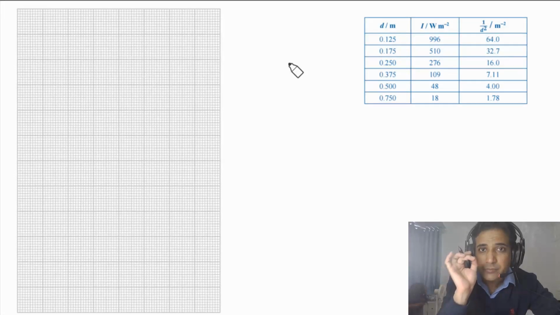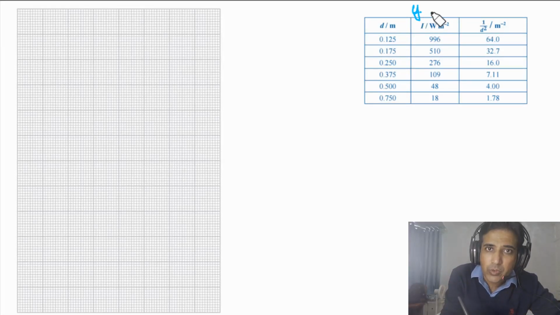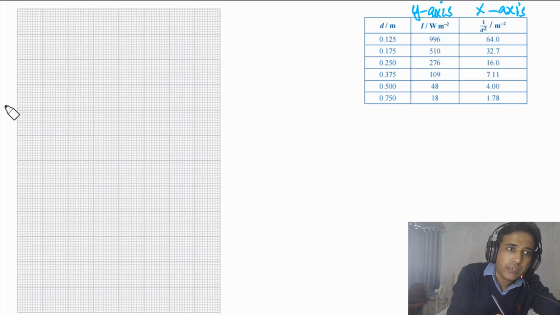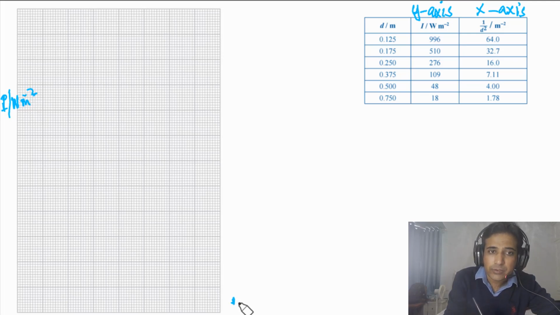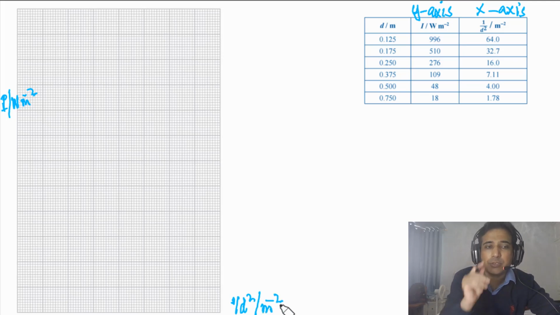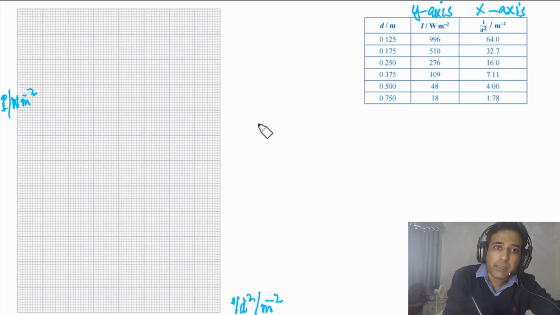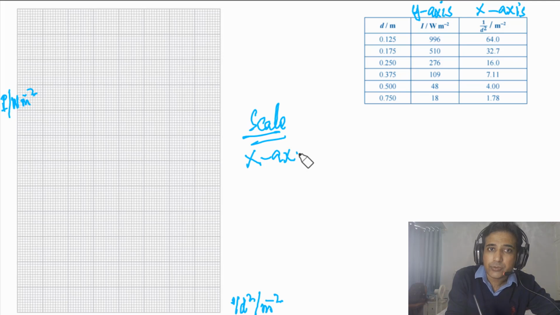In the question, it is given to us that this quantity should be on the y-axis, and this quantity should be on the x-axis. So we need to write down the quantity here. So this is I, and the unit of this one is watt per square meter. And on the x-axis, we have the quantity 1/d², and the unit of this one is per meter square. So this is the first thing you need to do. On the y-axis and x-axis, you need to write down the quantity, and also the unit.